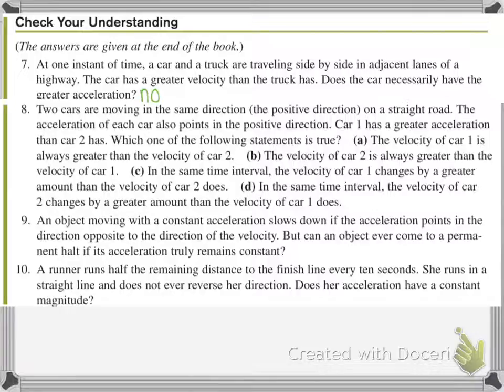But for answer C, which is actually the correct answer, in the same time interval, the velocity of car 1 changes by a greater amount than the velocity of car 2 does. And this is why it makes it true, because it says in the same time interval. So if car 1 is changing by a greater amount than car 2 does in the same time interval, it will give car 1 a greater acceleration.